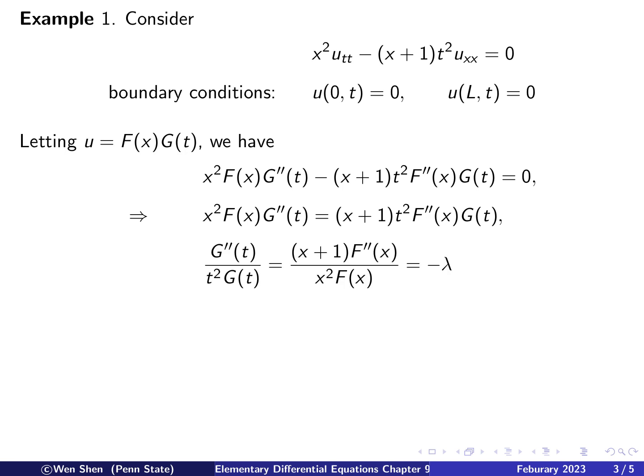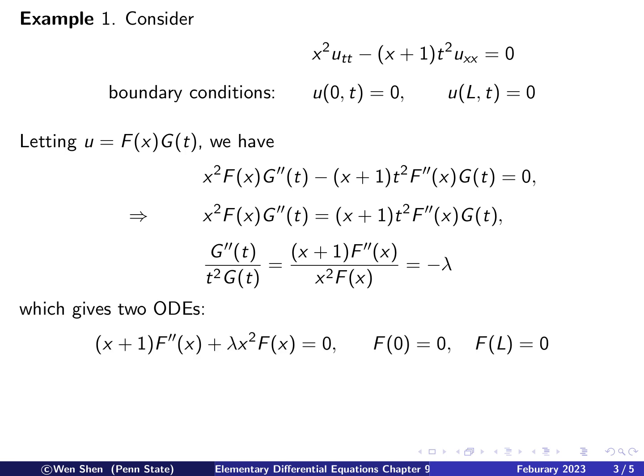Okay, so we can collect the t terms together. That will be g double prime, divided by t squared g, which goes here. And then we have x plus 1 f double prime on the top, divided by x squared f of x, put down here. So we separated the variables. This is depending on t alone, and this depends on x alone. And therefore, with the same argument, we know it must be a constant, and let's call this negative lambda.